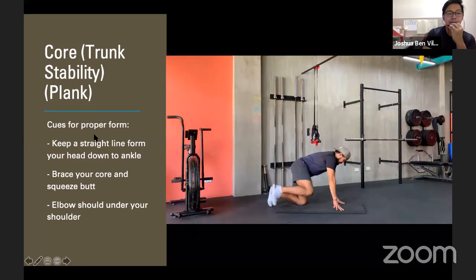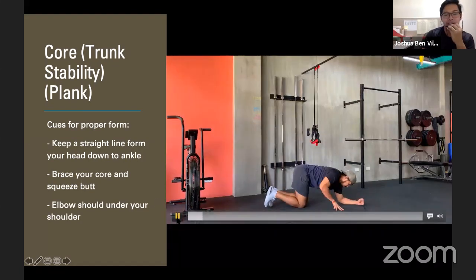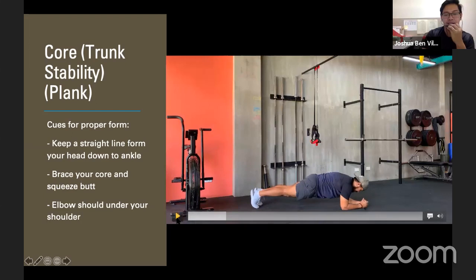Now, cues for proper form. Okay, keep a straight line from your head down to ankle. Okay, let's see in the video so that everyone can see. All right, so there. So keep a straight line from head going down to the ankle. Is it okay for your head to look up? Okay, part of your spine is connected to your neck.